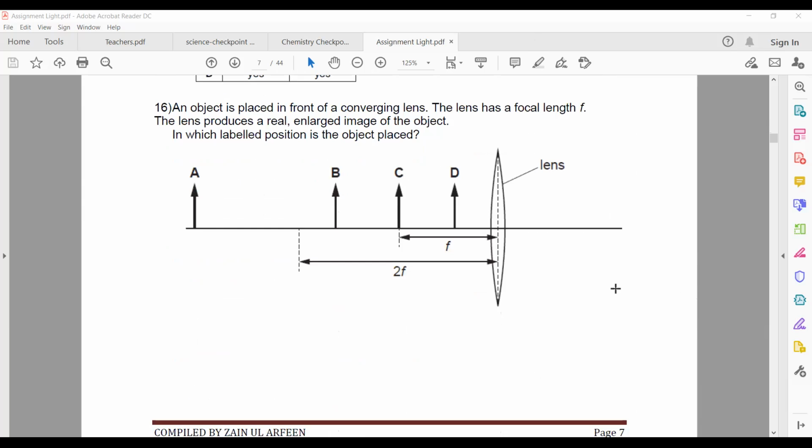An object is placed in front of a converging lens. The lens has a focal length f. The lens produces a real enlarged image of the object. At which label is the object placed? A, B, C, or D?